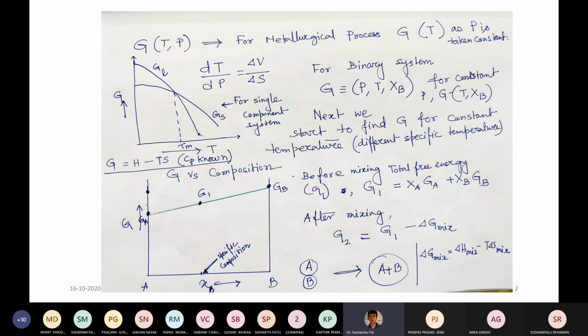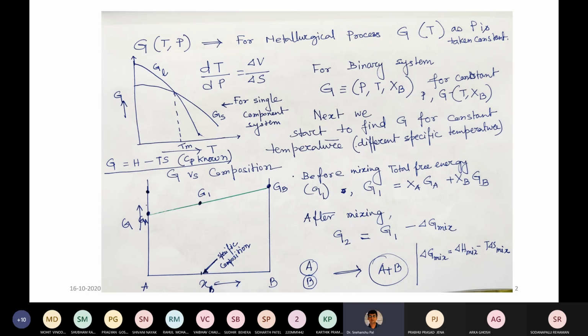And XA, XB are the mole fractions. So XA plus XB equals 1, if XA and XB are the mole fractions of A and B respectively for a particular alloy. Again, I am repeating: here we are taking a system where A and B have the same crystal structure in the pure state and can be mixed to any extent, and after mixing they also have the same crystal structure. The variation in crystal structure is not there.